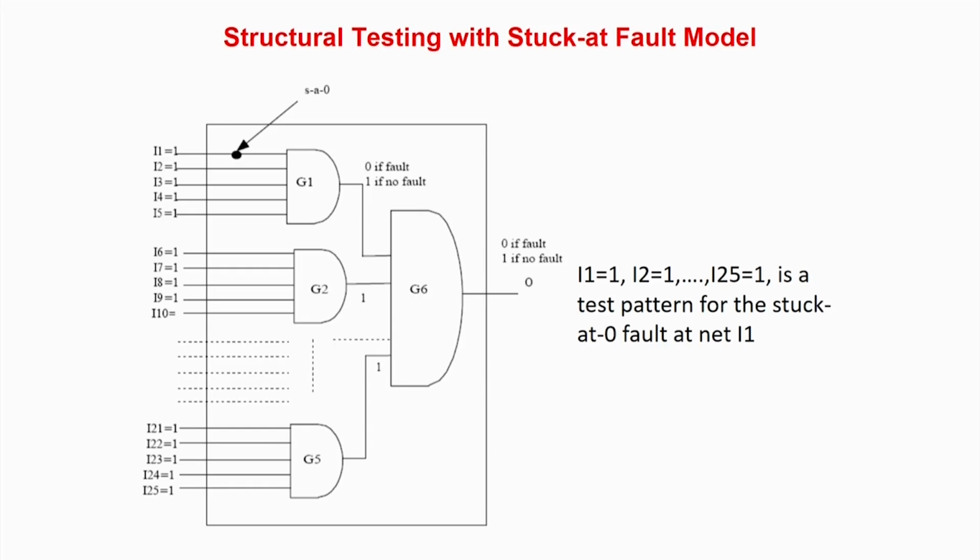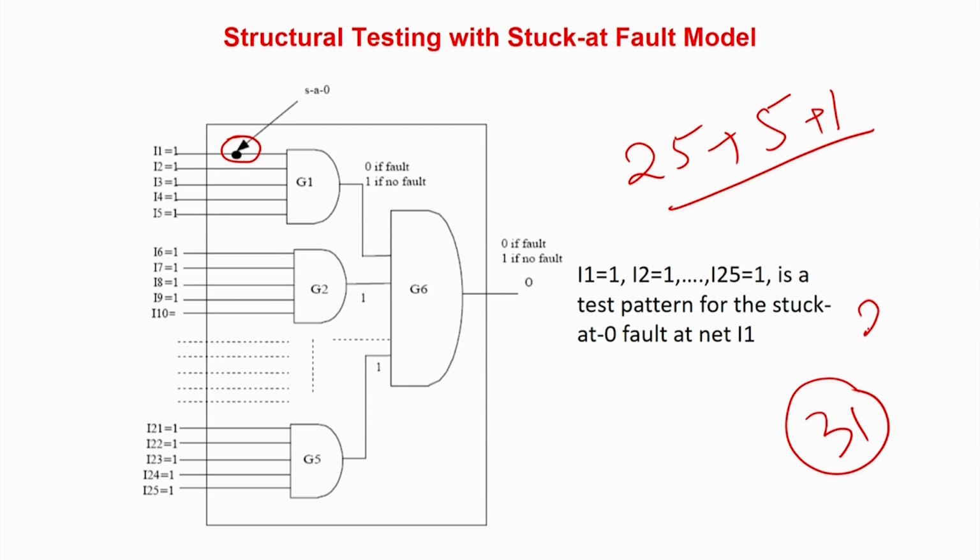Now again I am going to take the same circuit as an example, and I assume that there is a stuck-at-0 fault at this line. Basically that is the idea. In this case there are 25 lines plus 5 internal lines, plus 1, that is 25, 30, 31. So there are 31 lines here. So in the worst case there will be 62 faults, and 62 patterns may be required in the worst case to test it.